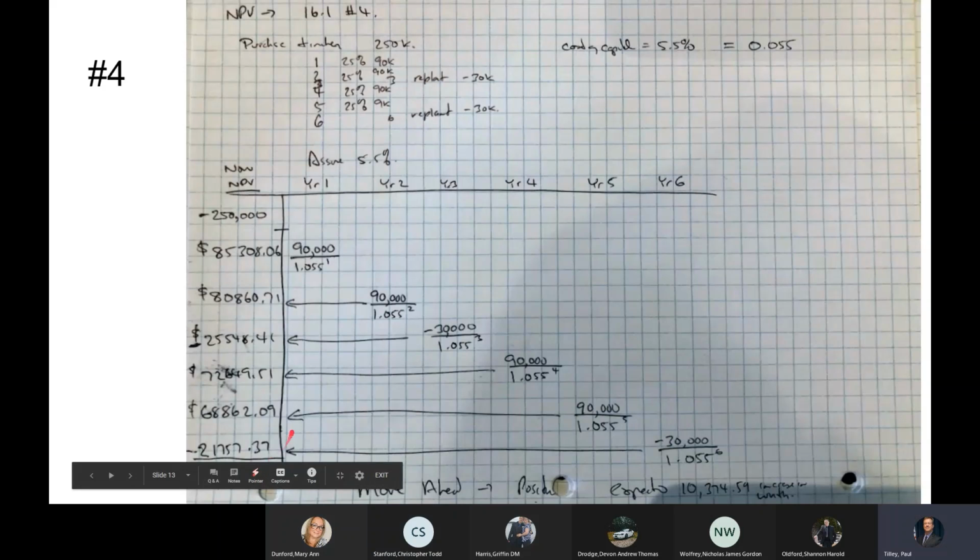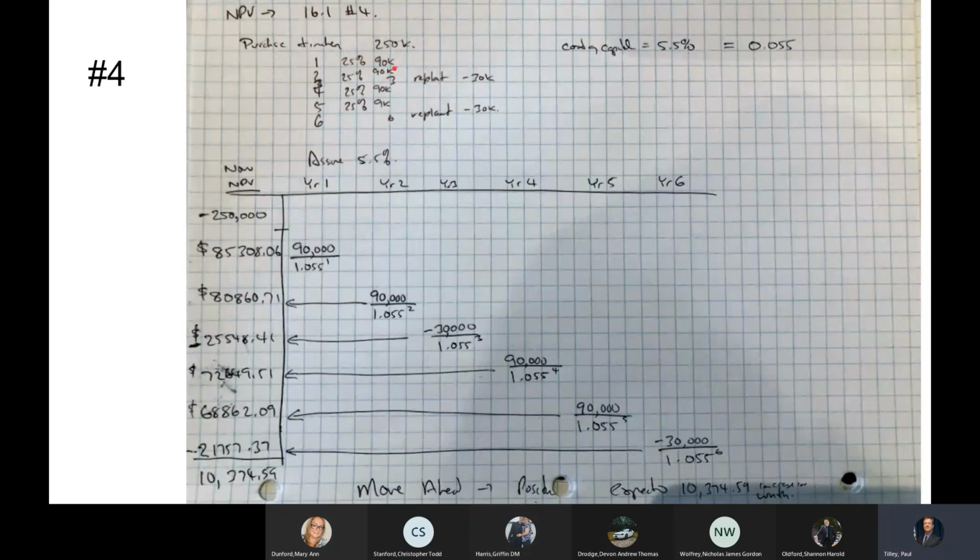Okay, so what we got is in the first year, 90,000, second year, 90,000, fourth year, 90,000, fifth year, 90,000. So I've just put the years across here and the present value is down here. 250,000 right away is spent. In order to get in the ball game here, you've got to spend 250,000. 90,000 is going to come in the first year.